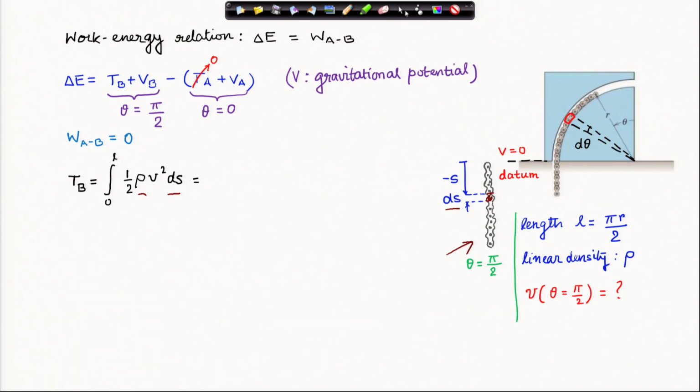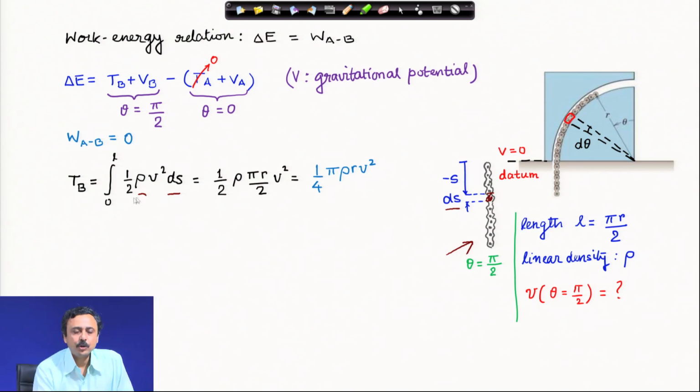If you do this calculation, then it is half of rho L v square. Here the integrand has no dependence on s. Therefore, ds integrated from 0 to L is L, which is the length of the chain. Therefore, this is my kinetic energy at position B.